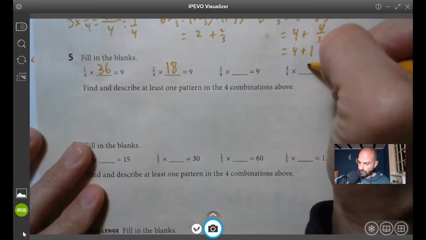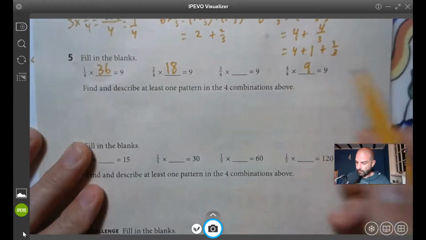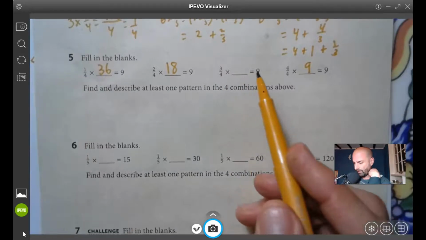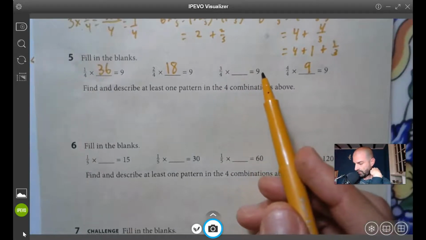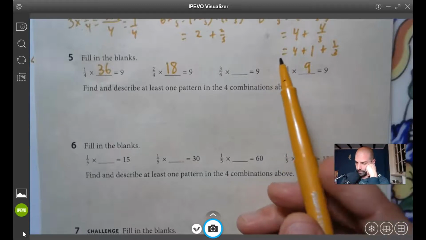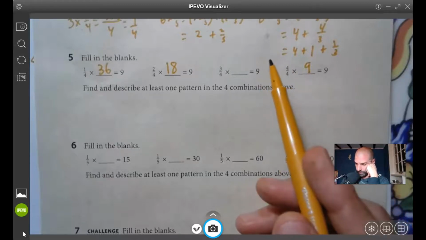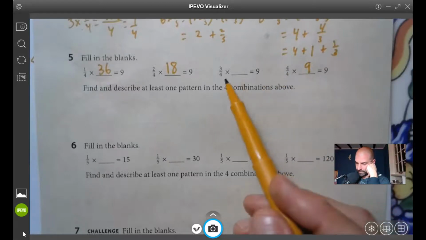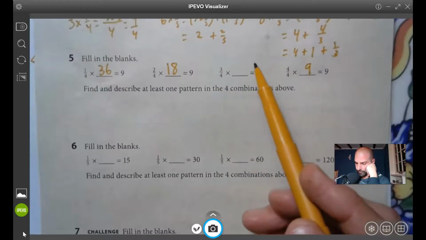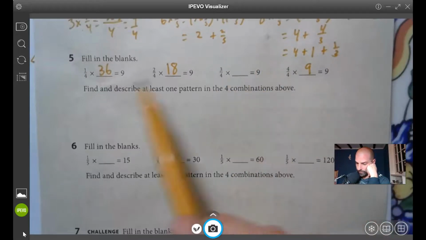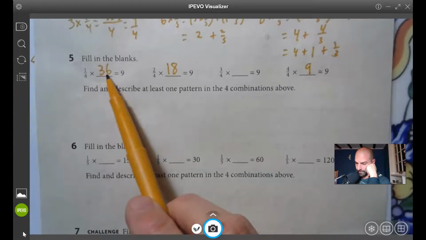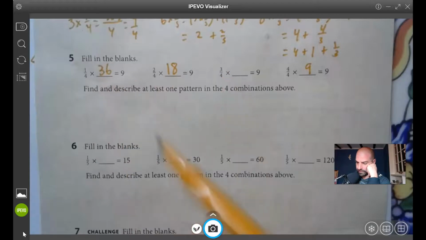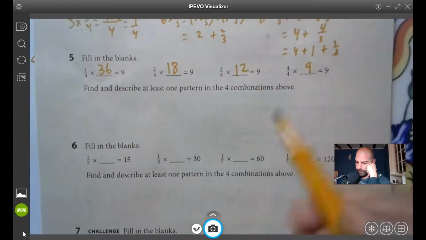Oh wait, this is 9, right? Because this is 1. 1 times something is 9. 3/4 of something. Well, does that 1/4 help me? I don't think it does. What's the best way to figure this out? I think it's 12. Because I kind of was thinking of this backwards. So I knew that 1/4 is 36. And then I divided 36 by 3 to get to 12.